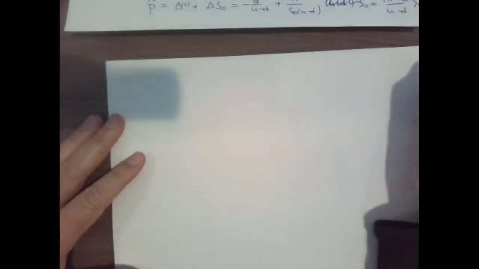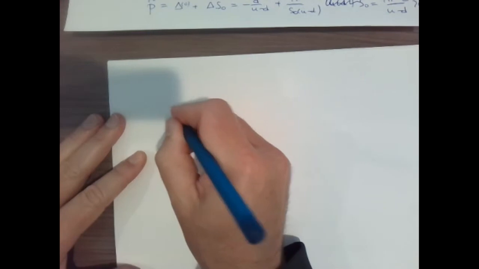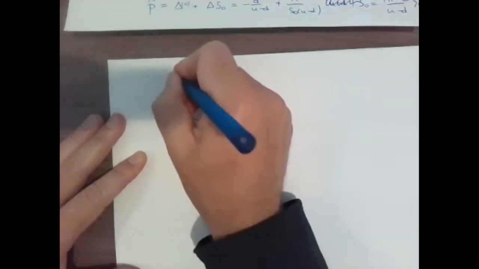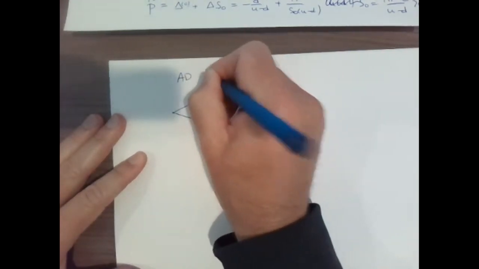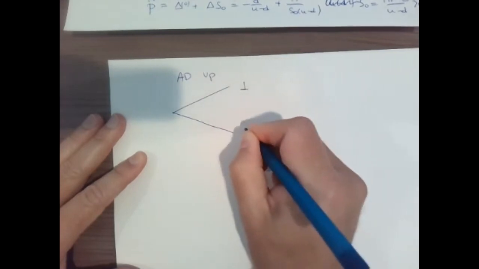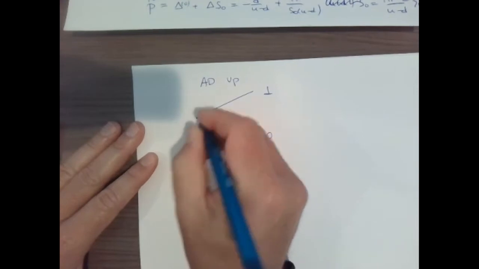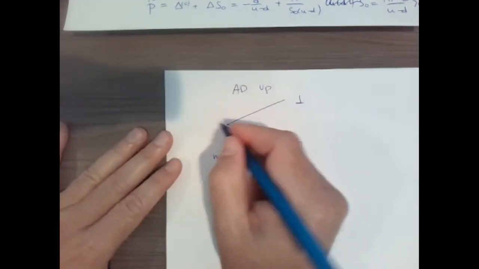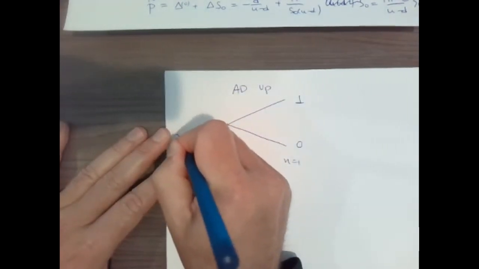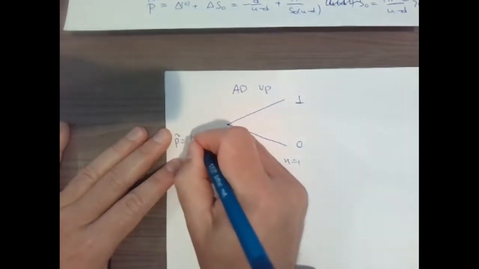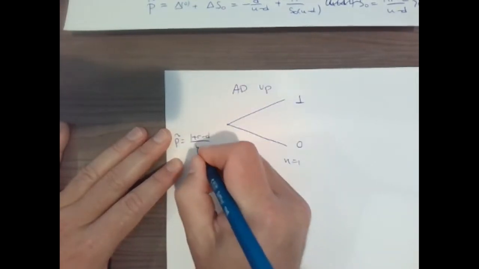So in other words, in my diagram, I know this is for my AD up. Here I'll have 1 and here I'll have 0, and I know now what to put. I know what to put over here. What to put here is my P tilde, which is 1 plus r minus d divided by u minus d.